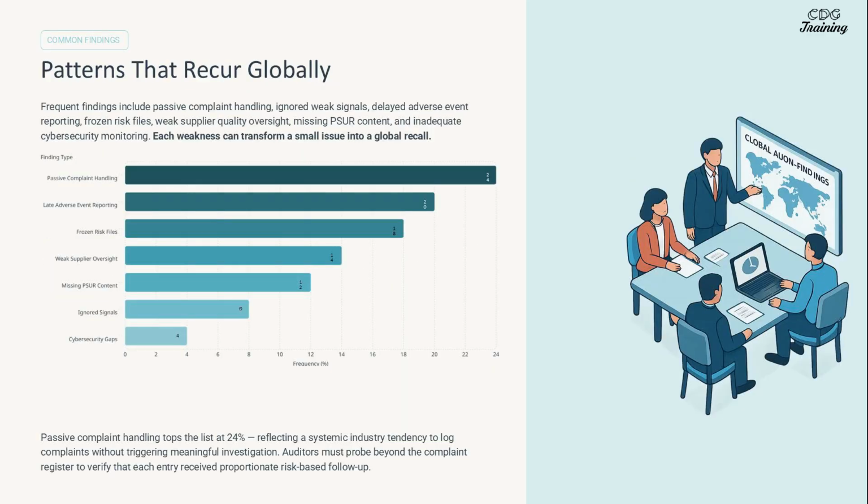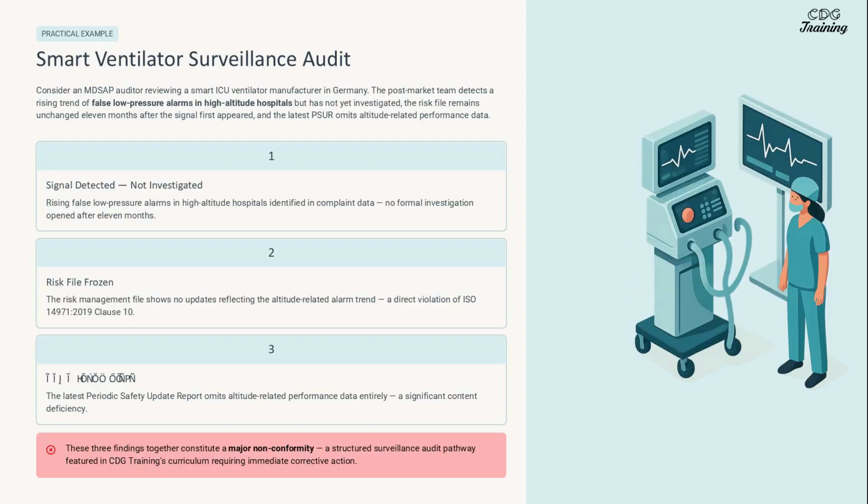Common findings like passive complaint handling and weak supplier oversight can lead to global recalls. Auditors must address these issues to prevent widespread problems. A practical example of a ventilator manufacturer highlights the importance of addressing signals and updating risk files to prevent nonconformity.